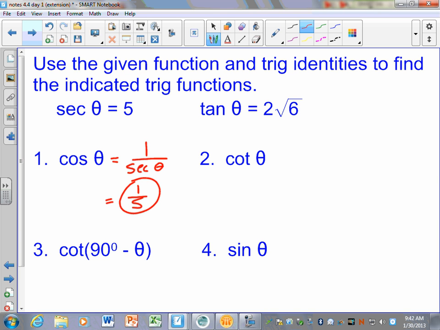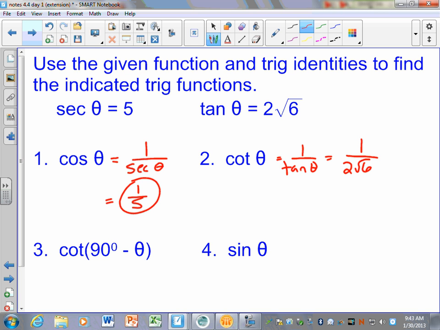I can do the same thing with cotangent, right? If I know tangent of theta, can I find cotangent of theta without so much work? Because cotangent is 1 over tangent, or 1 over 2 square root of 6. Do we leave our answers like that?